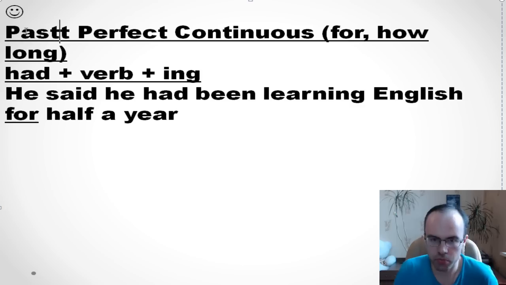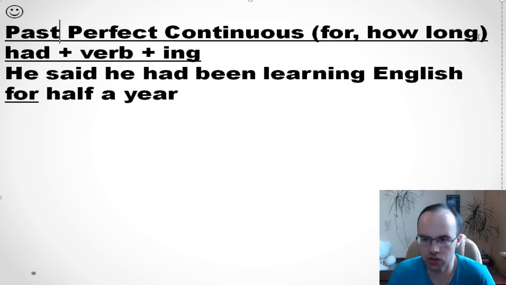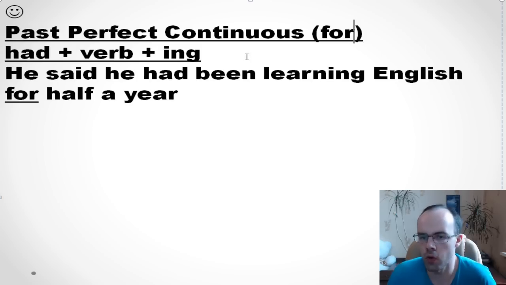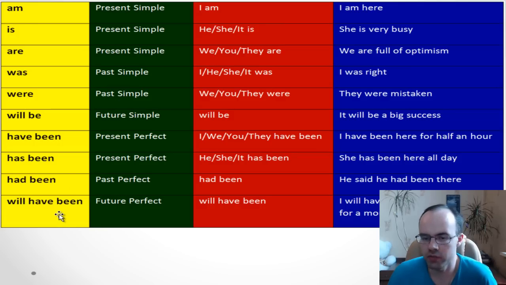Right, we call it past perfect continuous. We normally use it with for. It's one time before. So you see that first he started learning English, he was doing it, and it lasted for half a year, and then he said it, so it happened later. It's like past perfect but with for, and we see the same situation with will have been, so it's possible to use future perfect.